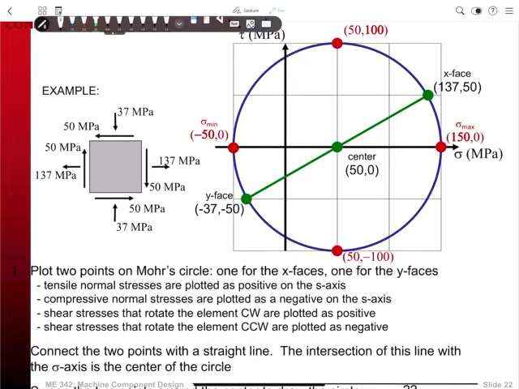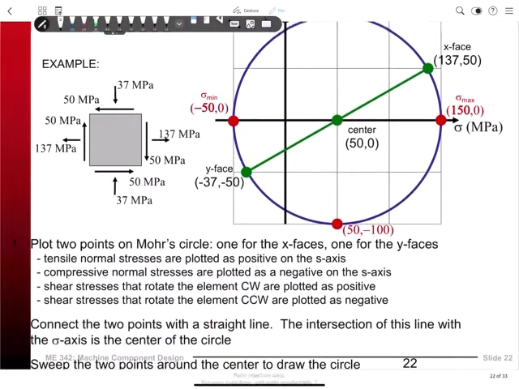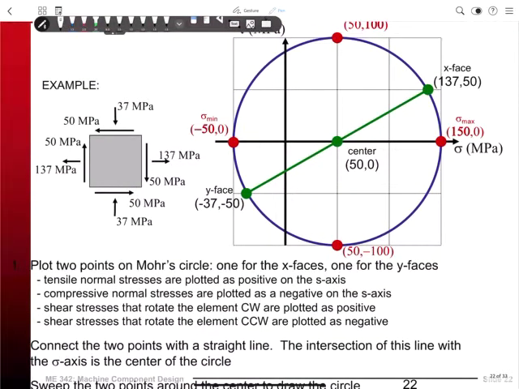Okay, so let's do this. Plot 2 points. This is just a quick example. 2 points on a Mohr's circle, one for the x faces, one for the y faces. I think this is called construction of the Mohr's circle, right? We'll go through this really quickly. We need 2 points, right? Let's do the first point in red. I'm going to plot it at 137 and 50, like this.